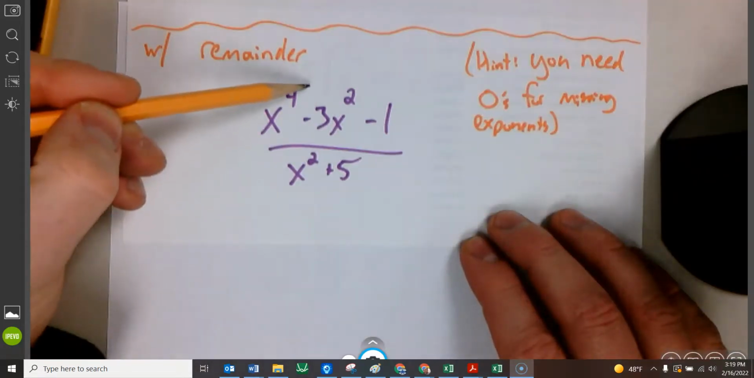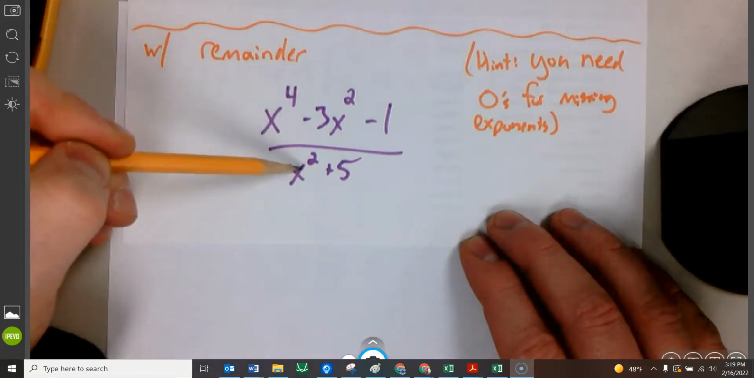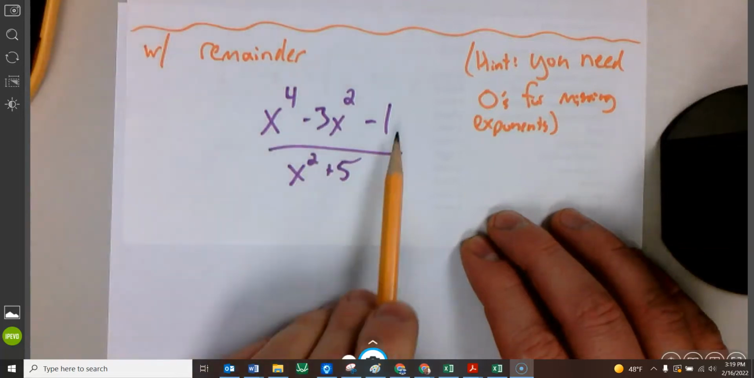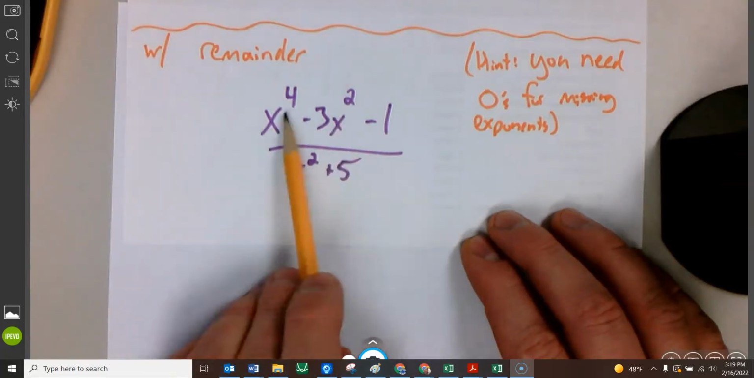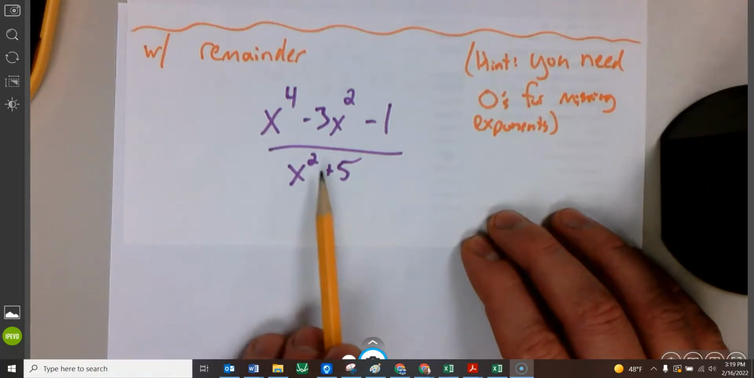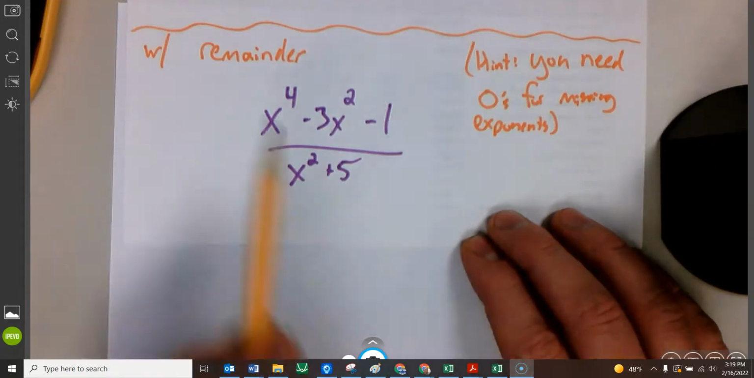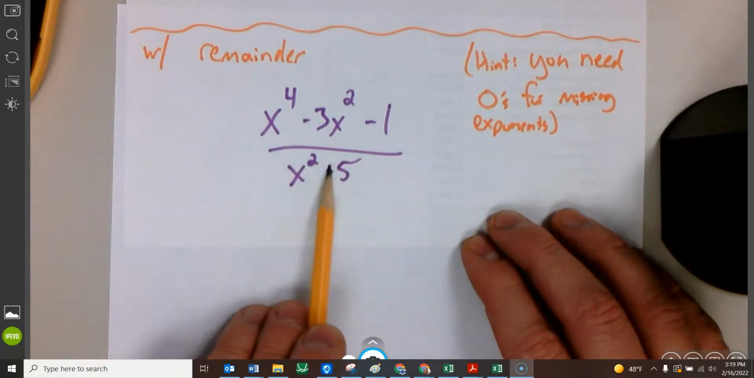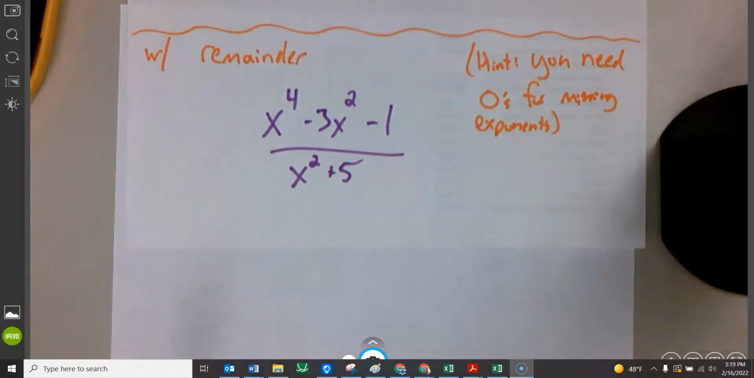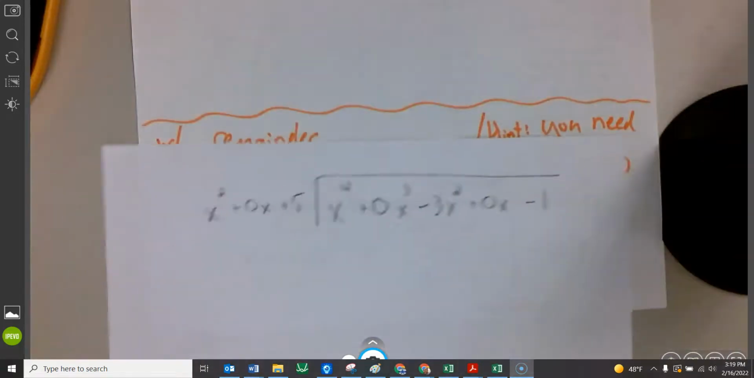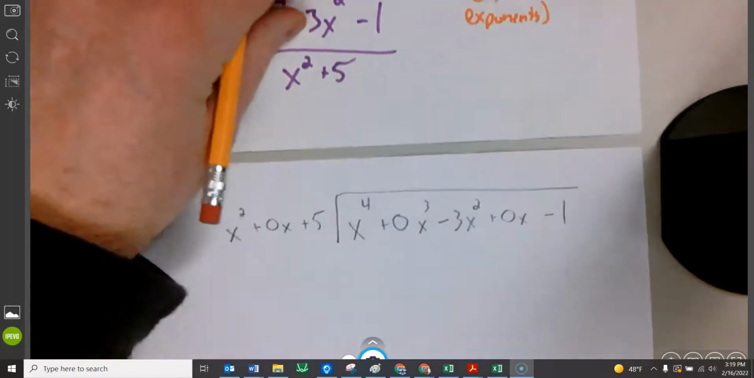So we're missing an x cubed, so I need a 0x cubed. I'm also missing an x to the first, so 0x. We need placeholders for all those things, not only in the dividend, but also the divisor. We have to have zeros in there for any missing exponents as we go down 4, 3, 2, 1, 0, and 2, 1, 0. So this problem that I just wrote in purple, when we're doing long division, actually looks like this.